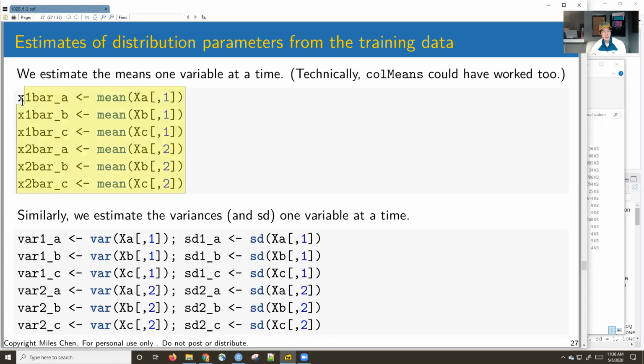I have so many terms here, but I don't technically need these variances. I could just get away with calculating the standard deviations. But I'm doing them column wise, so I'm not taking the entire matrix. I'm just doing one column in our data at a time, and I have to do it for the observations that belong to A, the observations that belong to B, and the observations that belong to C.